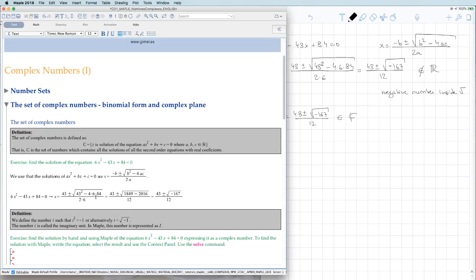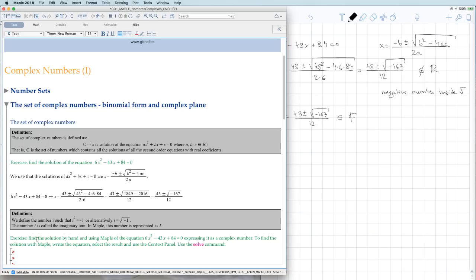So what are we going to do to work with complex numbers? An important definition is that we are going to define the number I such that its square is minus 1, or alternatively we are going to define I to be the square root of minus 1. This number I is called the imaginary unit, and even though when we write by hand we use a small i, with Maple we are going to use a capital I.